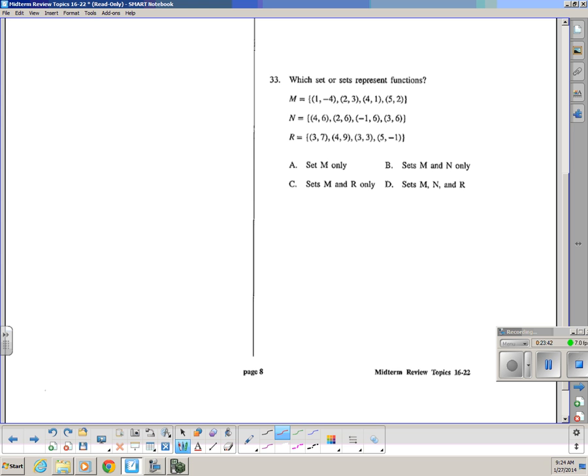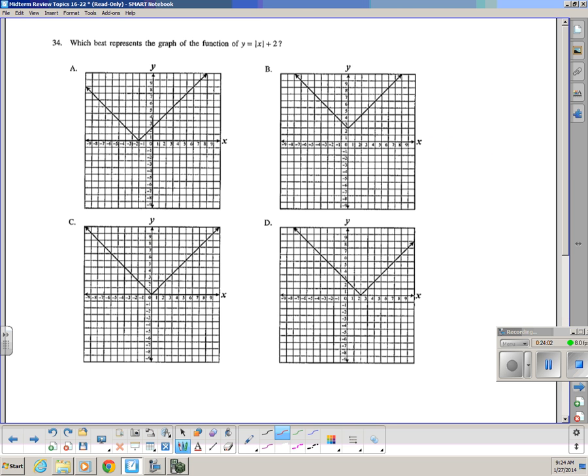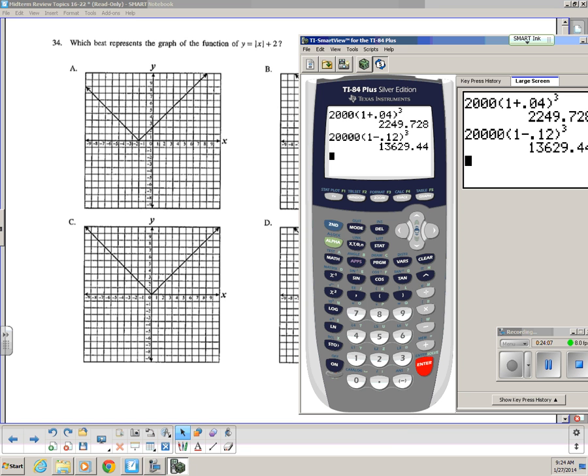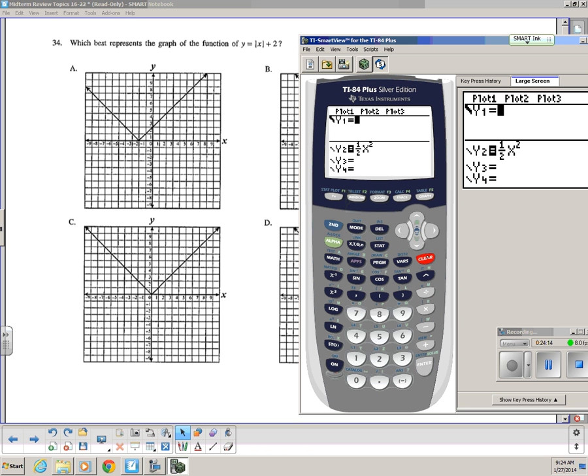Number 33, which set or sets represent functions? I'm looking at M: 1, 2, 4, 5, no repeated x values, it's a function. N: 4, 2, -1, 3, no repeated x values, it's a function. 3, 4, 3, there's my repeat, 5, not a function. So M and N only, choice B. Number 34, which represents the graph of y equals the absolute value of x plus 2? You can graph this on the calculator. Press y equals, and clear out whatever's in there.